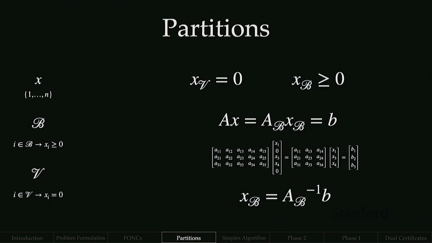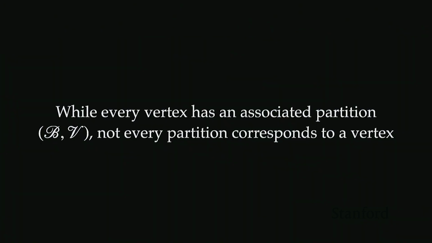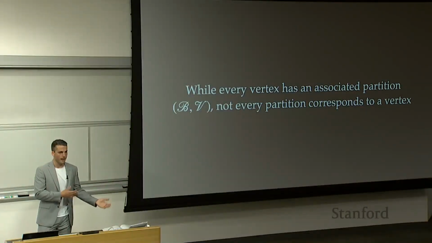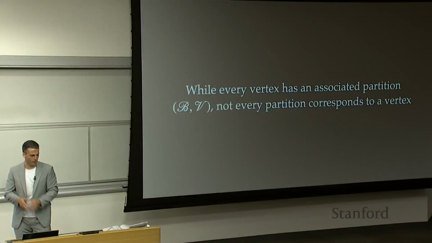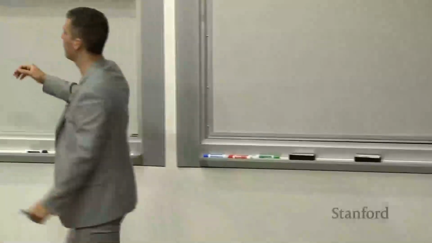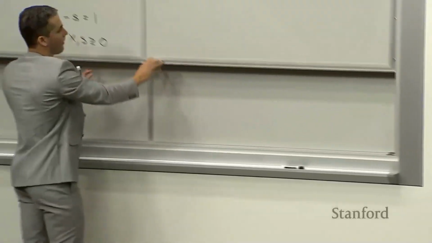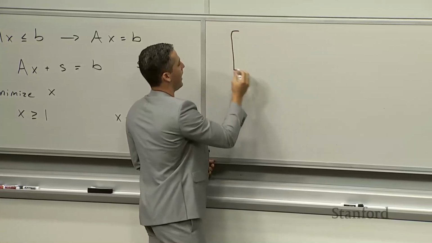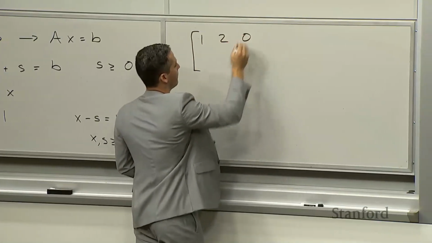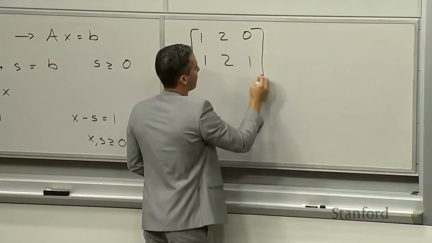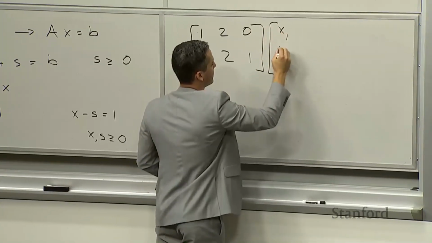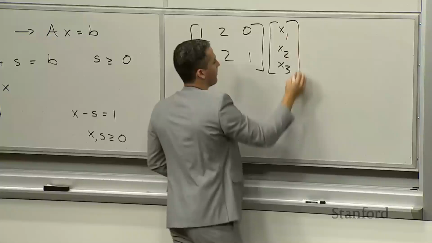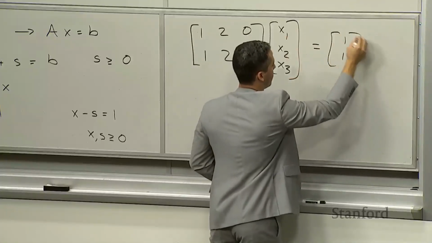It's important to keep in mind a subtlety here: every vertex is going to have an associated partition with it, but not every partition that you get necessarily corresponds to a vertex. I think it helps to see an example of when this would not hold. So if we had the following equality, that our A matrix was 1, 2, 0 and 1, 2, 1, and then our x has 3 components, and we're saying this is equal to 1, 1.